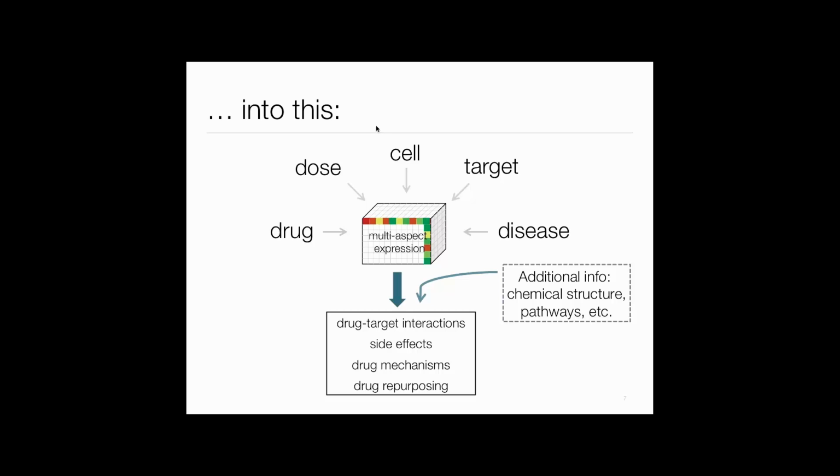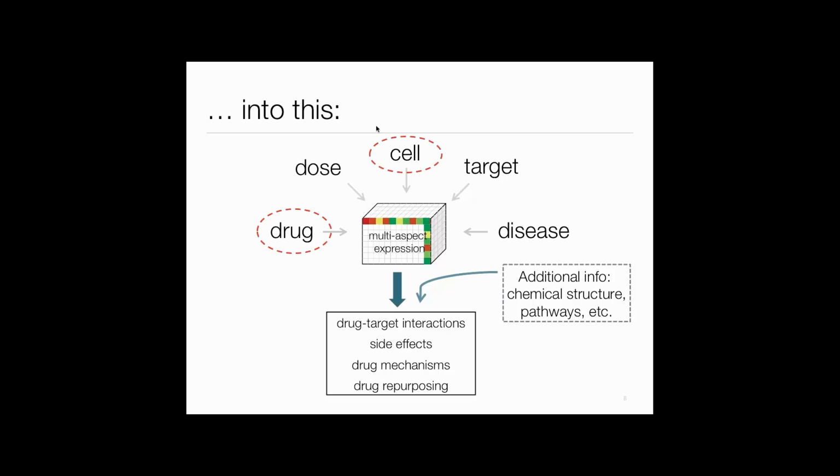And the idea would be to integrate these data together and model the relationships between these different dimensions, and also integrate this with additional information such as chemical structure, gene pathways, etc., and not only generate drug repurposing hypotheses, but also hopefully be able to predict drug-target interactions and elucidate drug mechanisms. So this is the big picture.